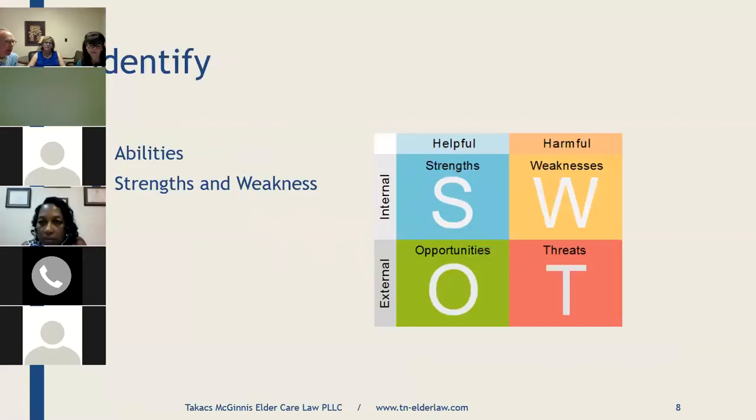I is for identify. Look at the abilities, the strengths and weaknesses. We're looking at now the traditional or classic SWOT analysis. What are the strengths, weaknesses, opportunities, and threats that characterize this individual?